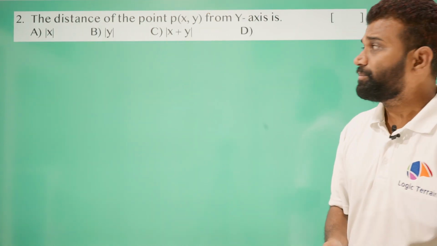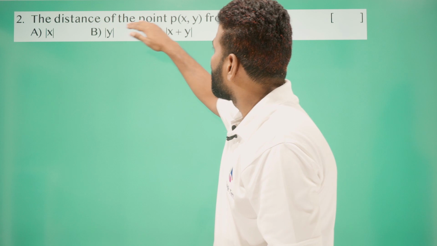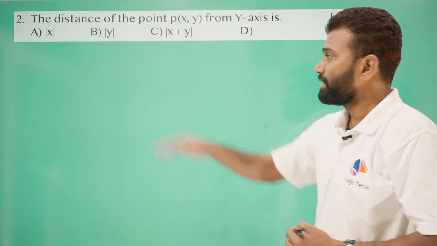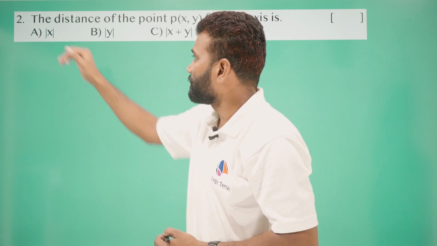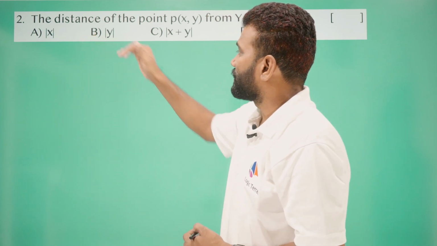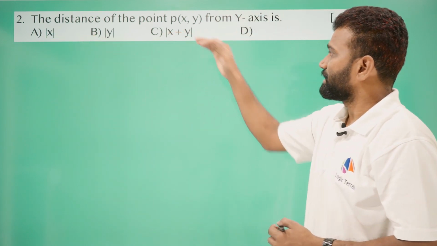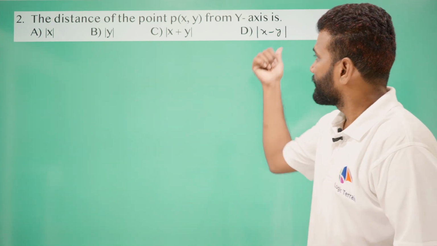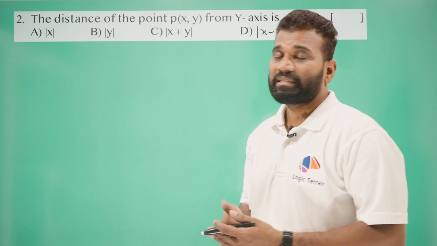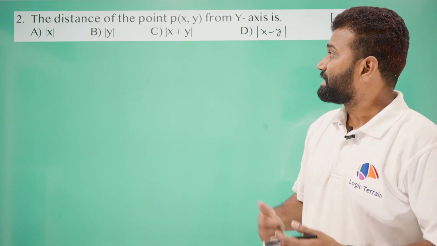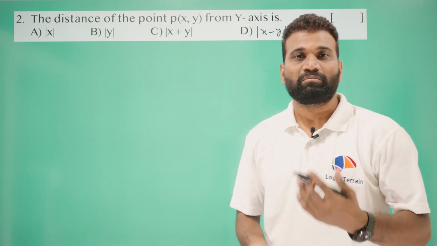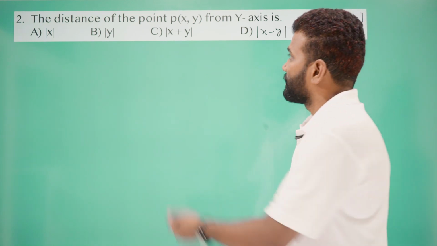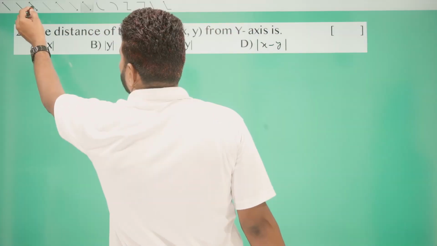Here is the next question. The distance of the point P x comma y from y axis is. Here are the options: A modulus of x, B modulus of y, C modulus of x plus y, D modulus of x minus y. You can see in all options modulus is given, because distance cannot be negative and we know that modulus gives us a positive value always. Clear? So let us visualize this information.